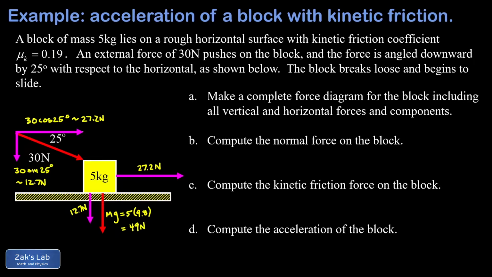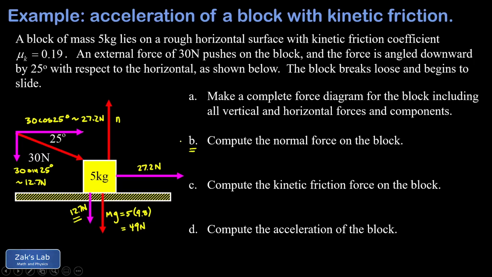So now the normal force has to balance both of these downward vectors. That's why an applied force with a downward component changes the normal force. So that additional downward 12.7 newtons, the normal force has to take care of that to balance it. So there's our normal force, and we'll just leave that as an N for now, because in part B, that's where we're asked to actually compute this thing.